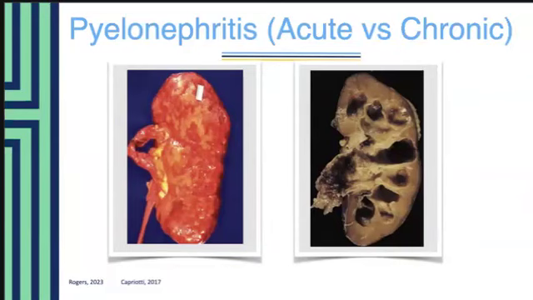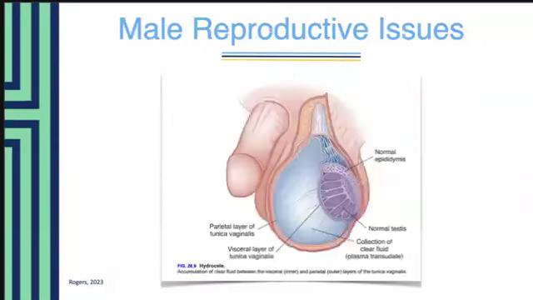scarring of the cortex. All right, we're going to briefly talk about some of the male reproductive issues from the one chapter that has some specific pages that we are going to read. The first being hydrocele.